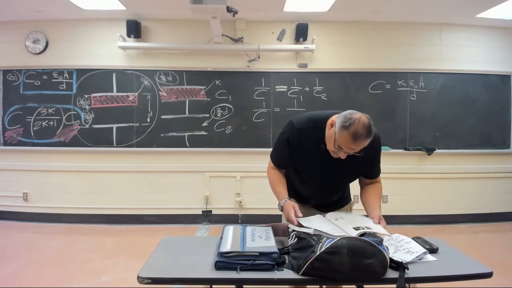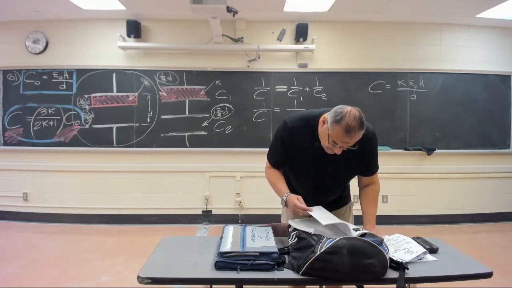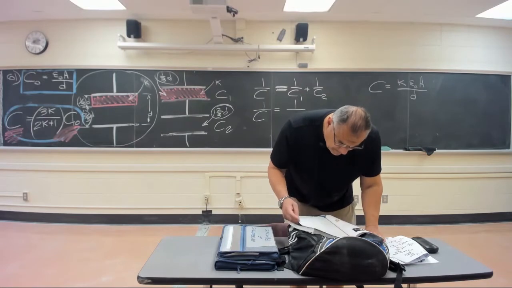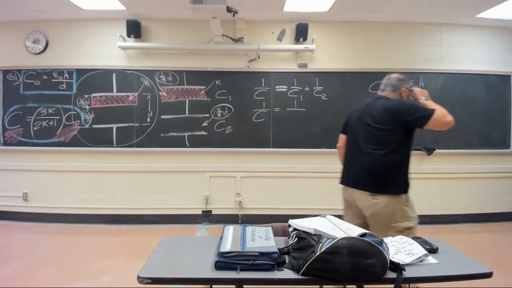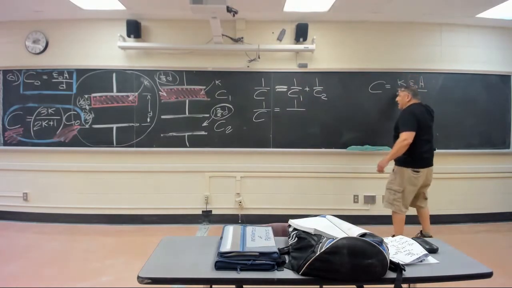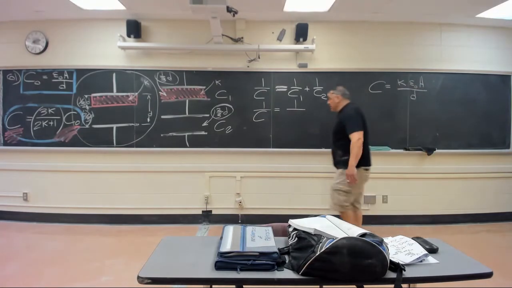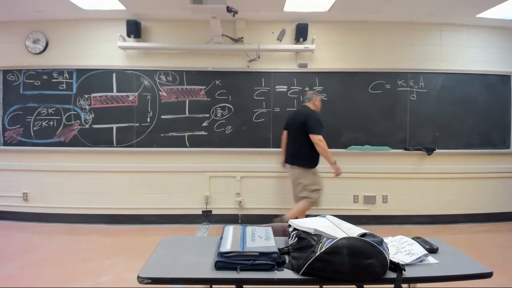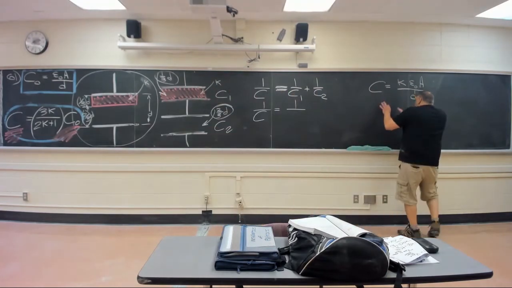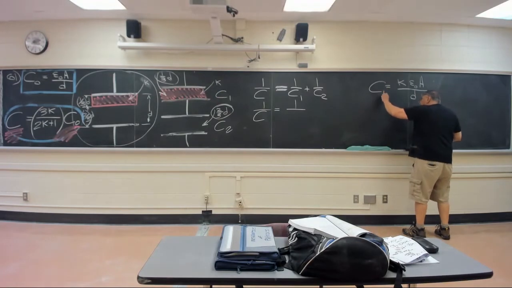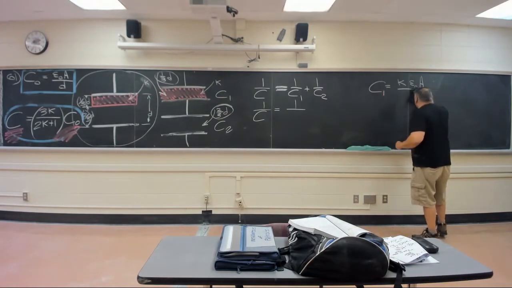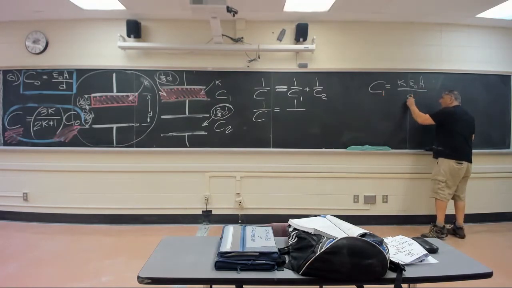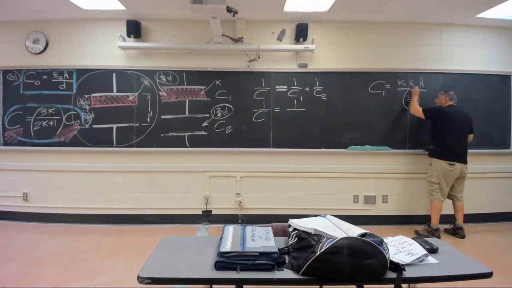Just to check, guys. Yeah, it's not a problem. Kappa epsilon naught A over D. So that's how we're going to do it. That's just something to keep in mind. Here we go. Here's C sub 1. This is what the general look is. C sub 1 is going to look like this. The D for plate separation is D over 3 in this case, and this is C sub 1.